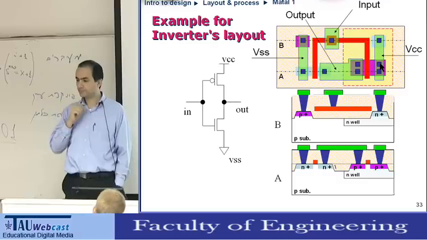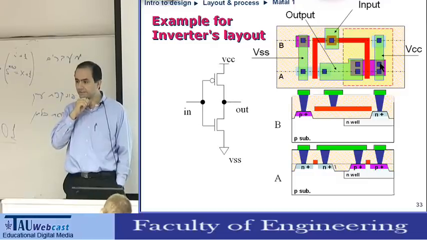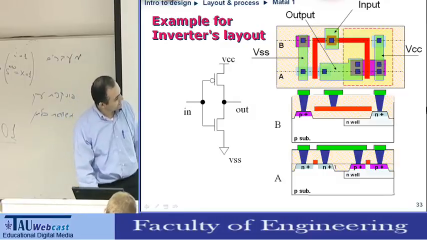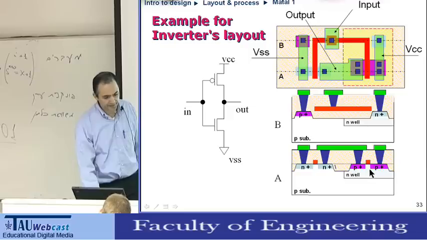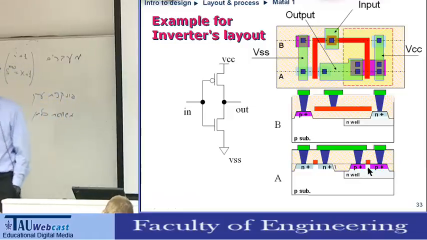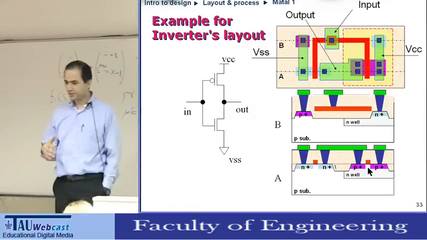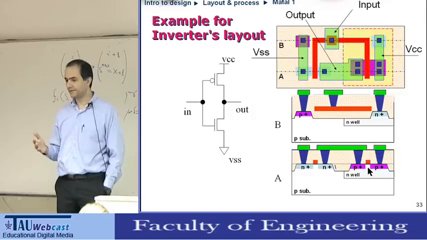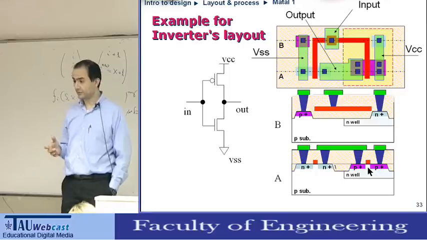Yes? If you take the entire substrate as P, and you add more donors to make the N-well, doesn't it destroy the mobility of the channel because you have more dopants? So the mobility depends on several kinds of mechanisms, which I will not get into, but the mobility is related to the overall amount of dopants.